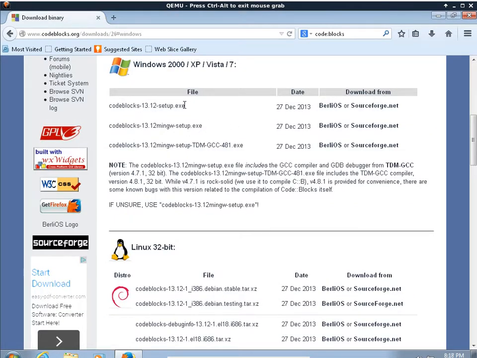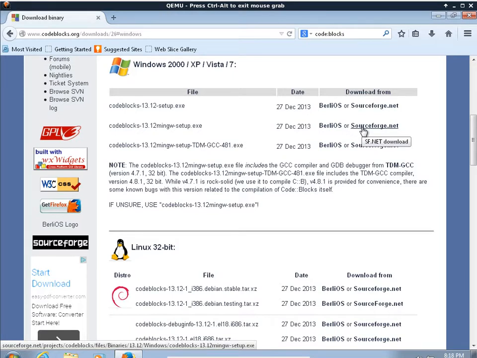The first one does not include the compiler, so don't use that. The second and the third choices include the compiler, and it explains here. The codeblocks 13.12 mingw setup.exe includes the GCC compiler and GDB, and the other one includes the more up-to-date version. So you can use either this link or this link here to get the file.